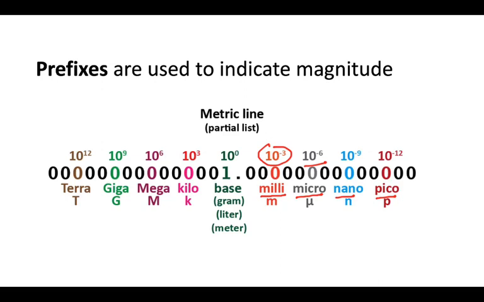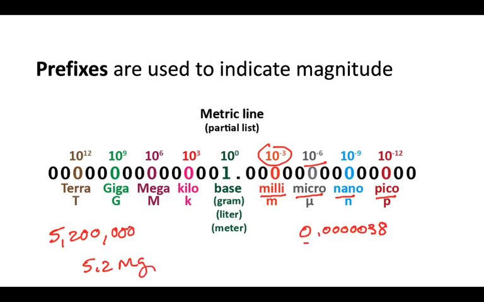For example, if you had 5,200,000 grams, you could simply refer to this as 5.2 megagrams. The number 0.000038 would be referred to as 3.8 micrograms, much easier to say. Remember that the same prefixes apply to each of the base units, so you only have to learn this one set. You can have kilogram and you can have kilometer.